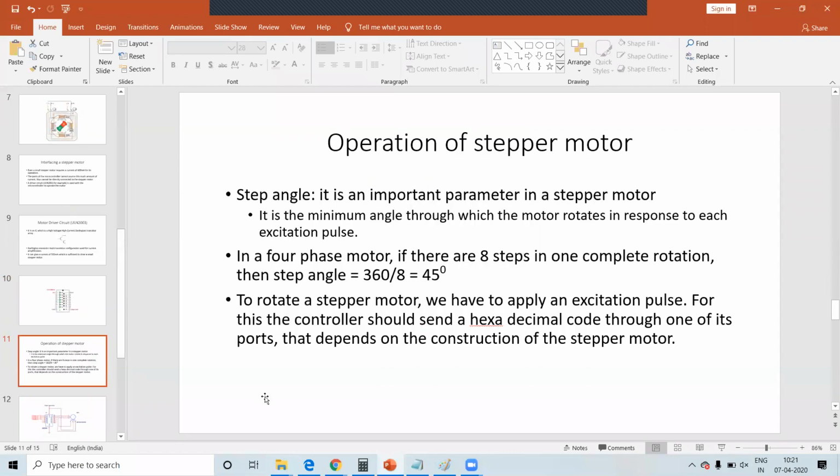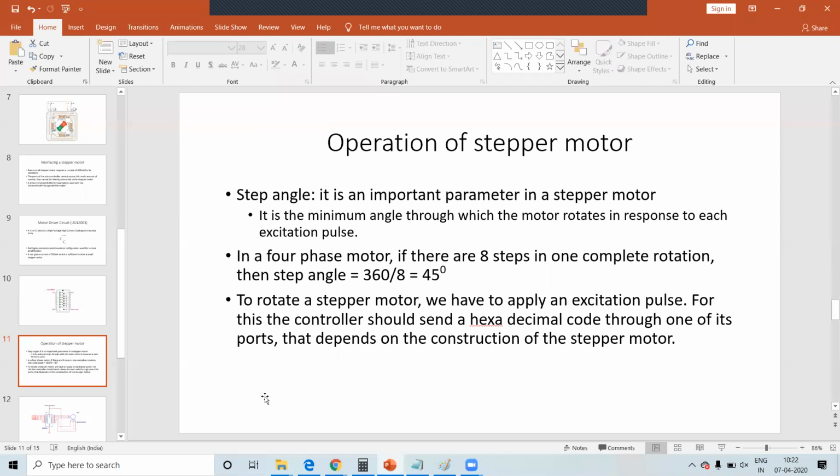Now let us see the operation of a stepper motor. The point that we should see first is step angle. Step angle indicates the minimum angle through which a motor rotates. Whenever an excitation pulse is given to the windings, the shaft rotates, and the minimum angle by which it rotates is known as the step angle. For example, if there are 8 steps to complete one rotation, then the step angle is 360 by 8, that is 45 degrees.